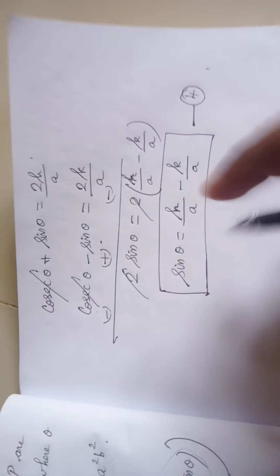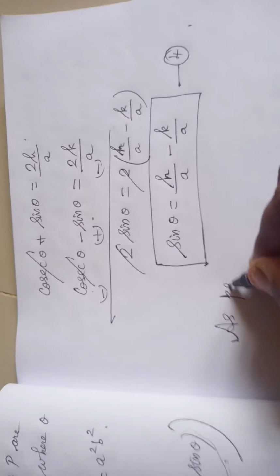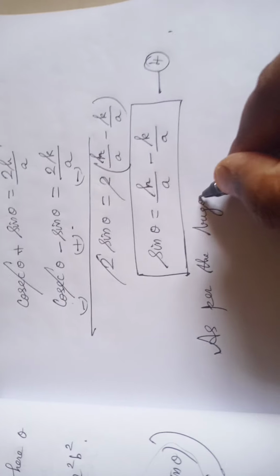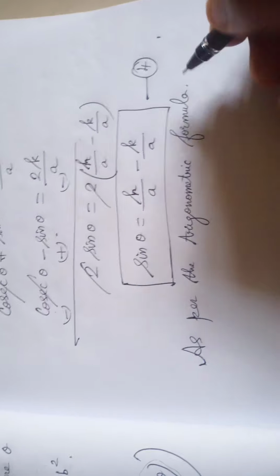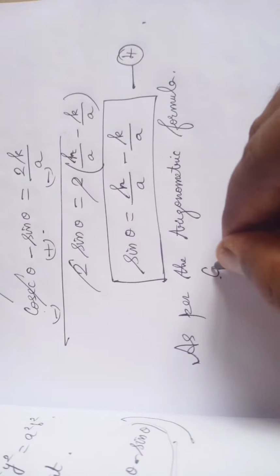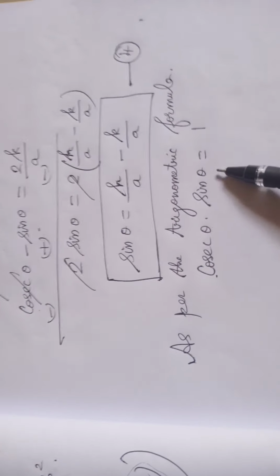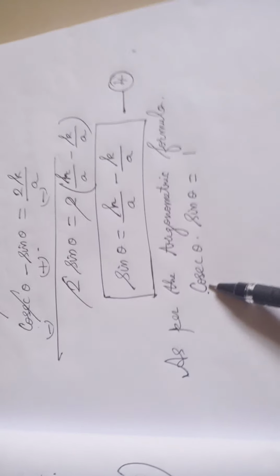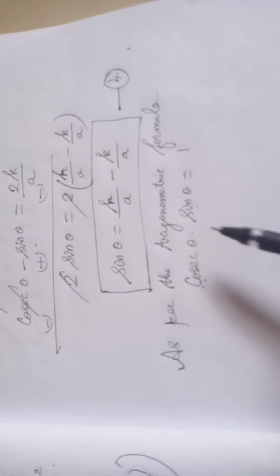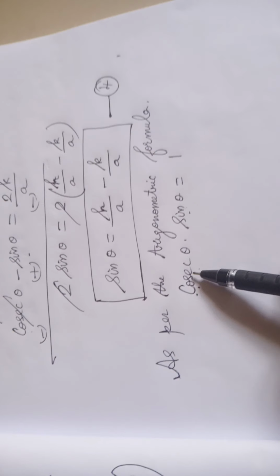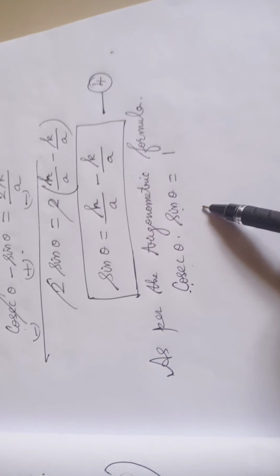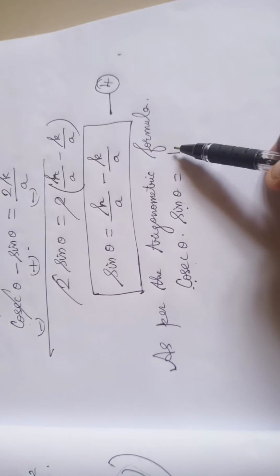Now as per the trigonometric formula, cosec θ into sin θ equals 1. Why are we applying it here? Because in this problem we deal with cosec θ and sin θ only. So how is the formula used? Sin θ equals 1 by cosec θ, so cosec θ cancels, and we get 1.